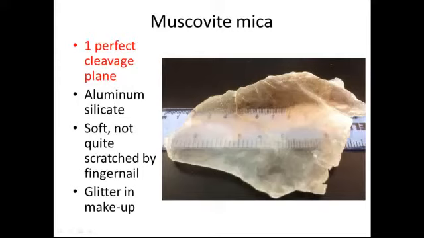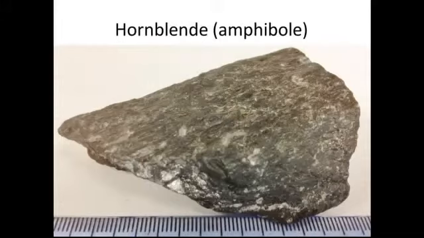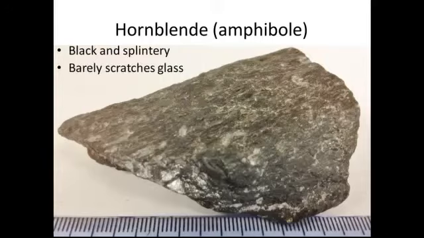Biotite mica is just like muscovite, except it's black. Its black color comes from the presence of iron or magnesium in it. Hornblende, which is one of the amphibole minerals, is a silicate. It's black and it's splintery. It barely scratches glass, so that's not a great diagnostic property.